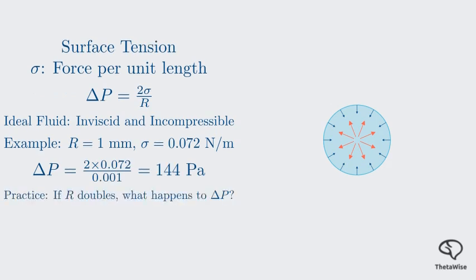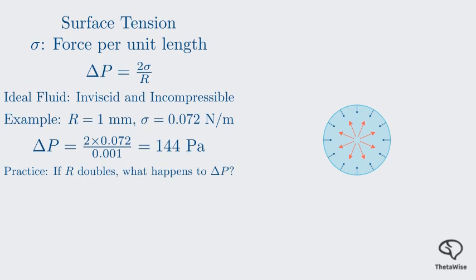Think about this. If the radius of a bubble doubles while the surface tension remains the same, what happens to the pressure difference? Since the radius is in the denominator, the pressure difference is halved.